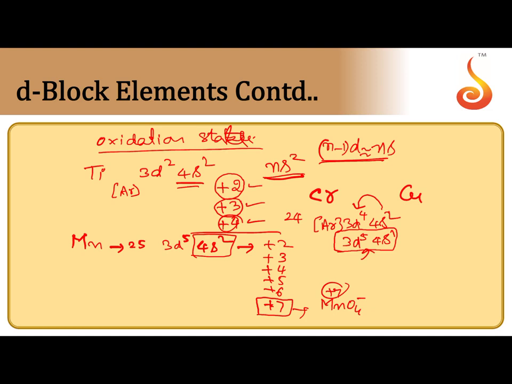That is why it is called abnormal electronic configuration. Same thing for the copper group also: 3d10 4s1. This is the electronic configuration. This is also opposite to the Aufbau principle. So, the chromium group and the copper group can have abnormal electronic configurations.